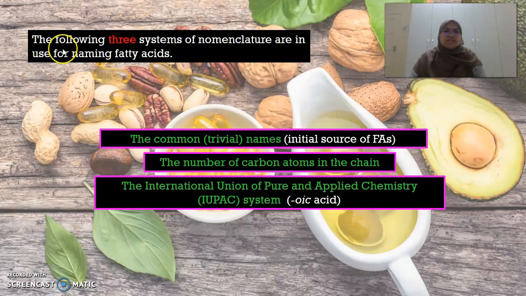Next, the following three systems of nomenclature are in use for naming fatty acids. The first one is the common trivial names, which come from the initial sources of the fatty acid. For example, butyric acid is a major component of the butter flavor. Then there is the system based on the number of carbon atoms in the chain followed by the double bond, and also the IUPAC system, where, as we already know, the carboxylic acid name ends in oic acid.